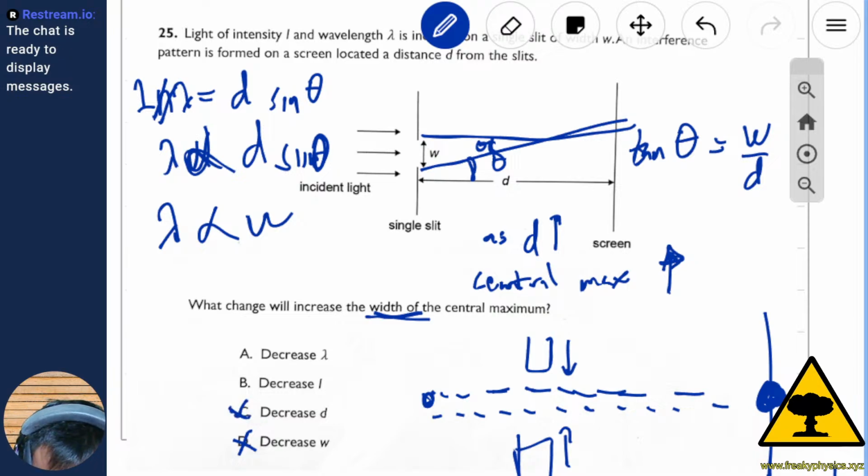Where is L? Where is I? Intensity doesn't really change width. It just makes it brighter. So this is wrong. So our only possible answer is A. And if we go back here to the formula, what happens when you increase this?